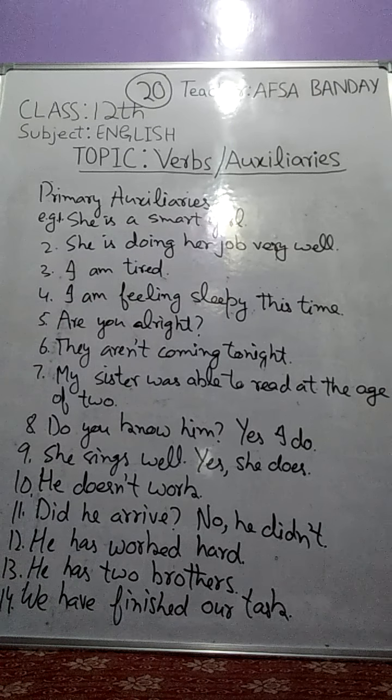Why? In example number 13, has acts as the main verb here because has, have, and had also have another meaning, that is possess. So here, instead of saying he possesses two brothers, we can say he has two brothers. And similarly, in example number 14, we have finished our task. We can say that here have acts as the helping verb, and the main verb, or the ordinary verb, is finished because it denotes the action. So this is how primary auxiliaries act as main verbs and also as helping verbs.